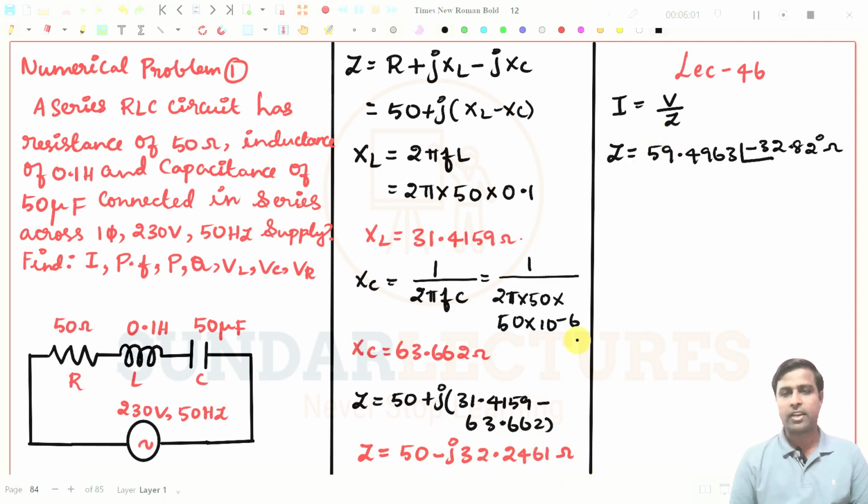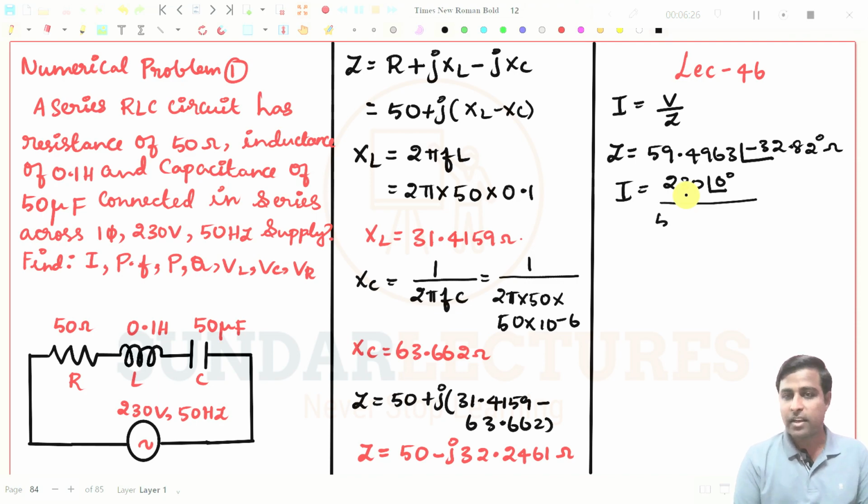You just see my previous lectures on how to convert rectangular form into polar form. That is the procedure. Now you can easily go for I. So I will be equal to V divided by Z. What is V here? V always will be the reference at 0. If they are not giving you anything, then obviously the 230 volt will be the reference one. So it will be 230 at an angle of 0 degree.